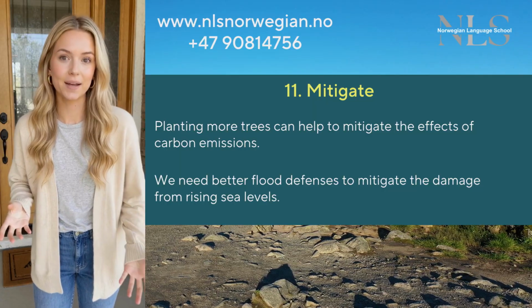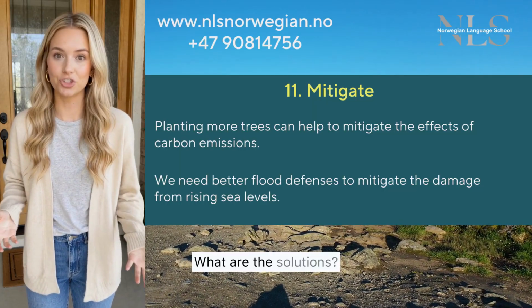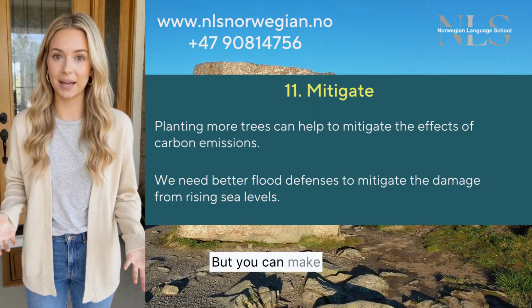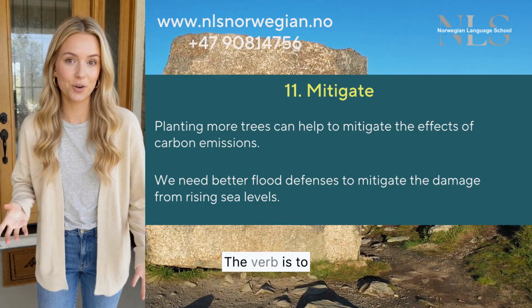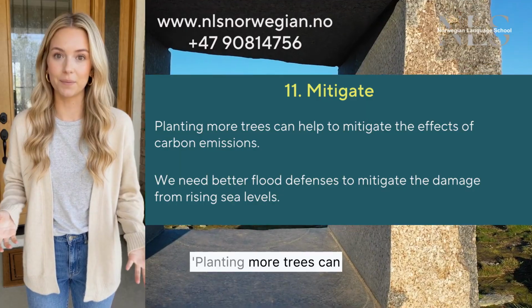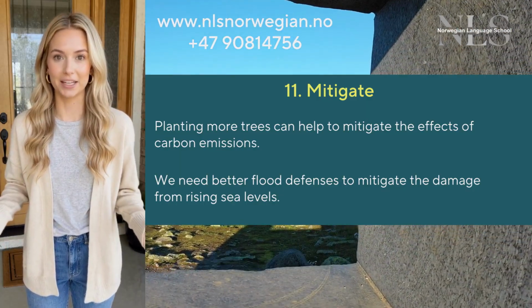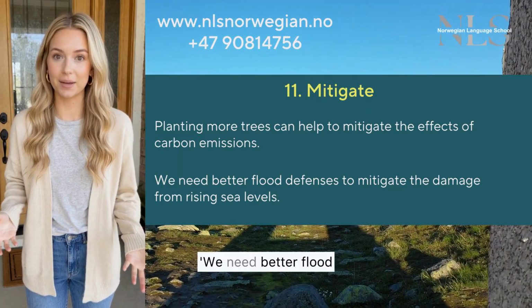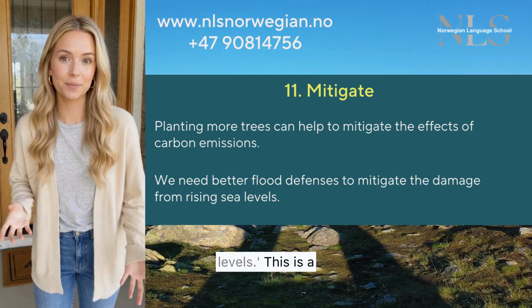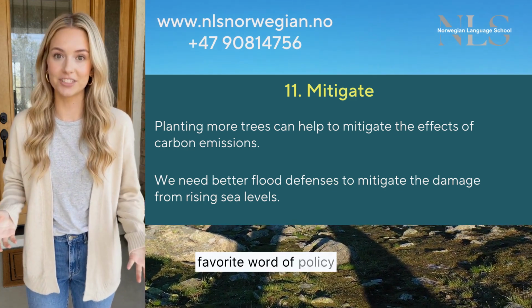Enough bad news. How do we fix it? What are the solutions? You can't always stop climate change completely, but you can make the effects less severe. The verb is to mitigate, to make something bad less bad. Planting more trees can help to mitigate the effects of carbon emissions. We need better flood defenses to mitigate the damage from rising sea levels. This is a favorite word of policymakers.